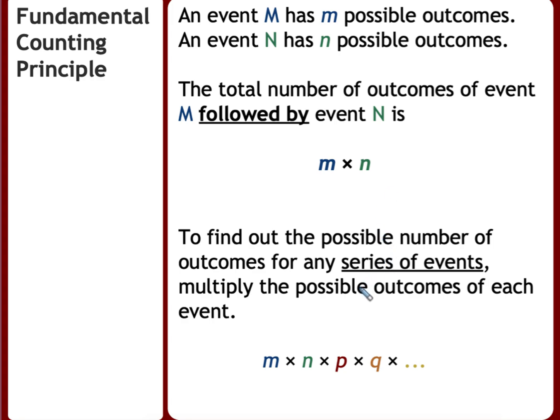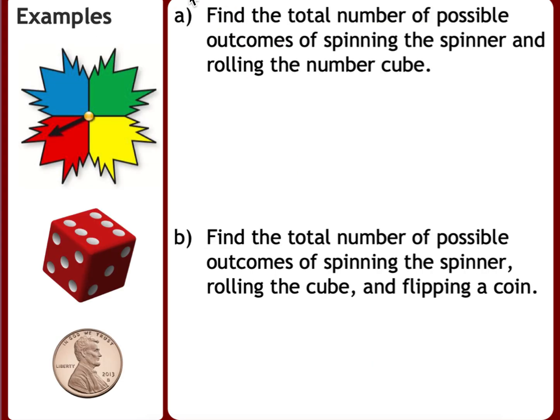And this works if you have 3 events, 4 events. As long as you have a series of events that happen in order, then you can just multiply those number of events together, and you will find the total possible outcomes. All right, so a couple of quick examples, and then we'll do a couple probabilities.